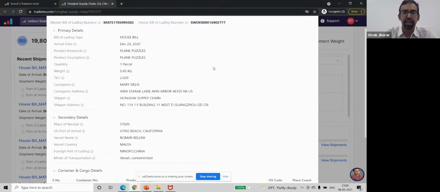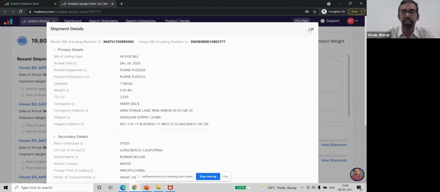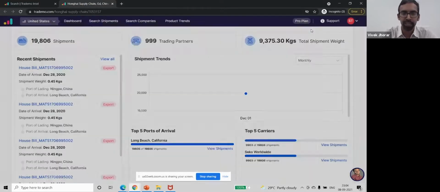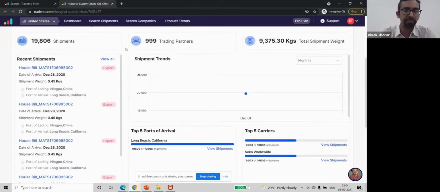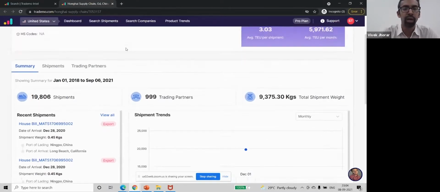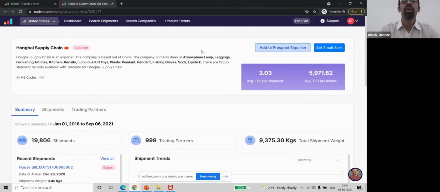So this way you can make out who are the active shippers to US, what kind of trading partners do they have, can these people be trusted because these people are shipping regularly to US. And if I want to reach out to these people, we can always send information here, because we have a tool feature which gives you access to the contact details in this company.